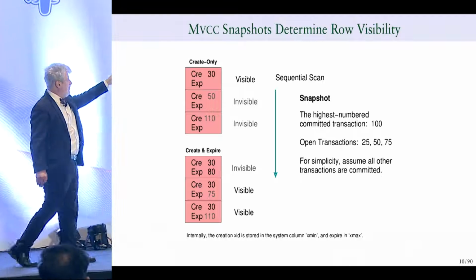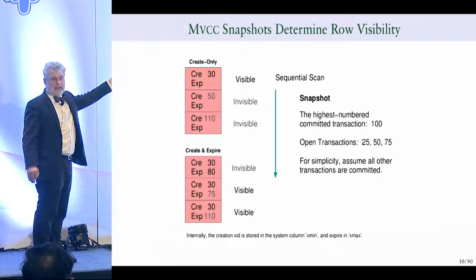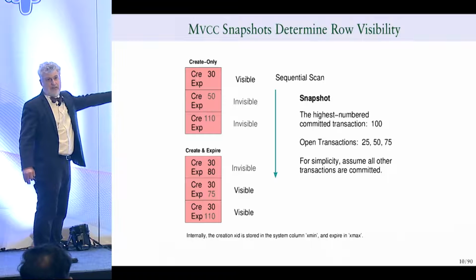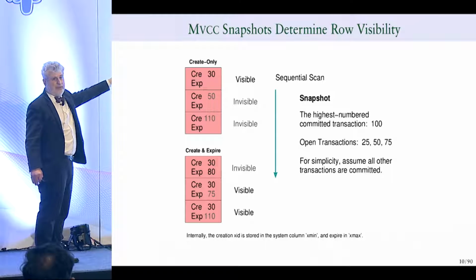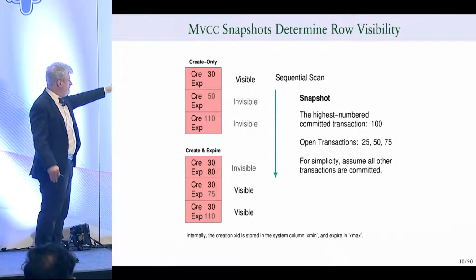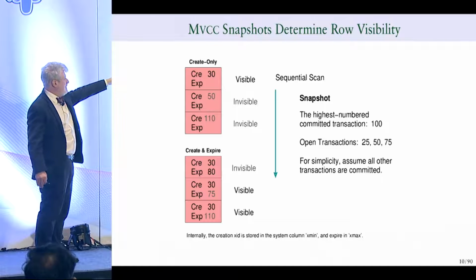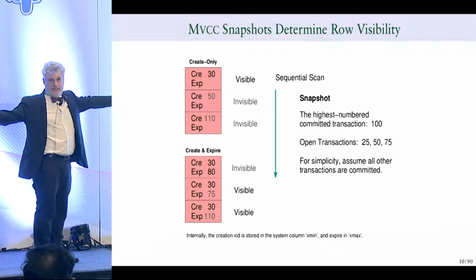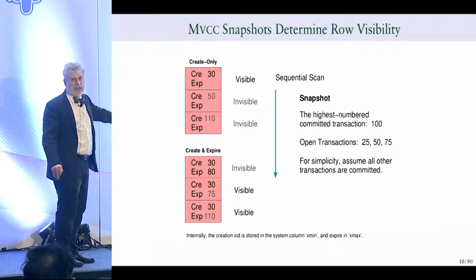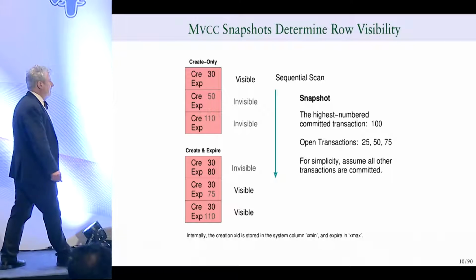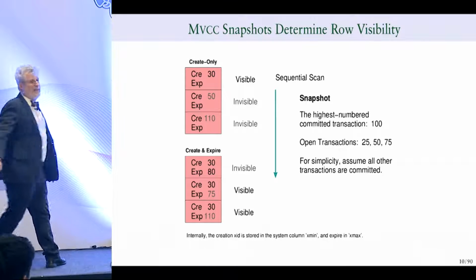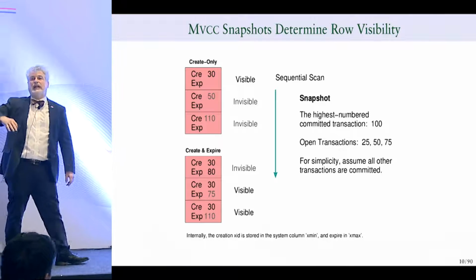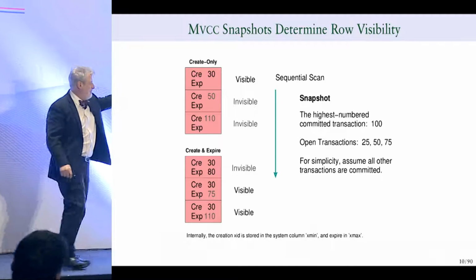So first row, created by transaction 30. Is that less than 100? Yes. Is it one of the running transactions? No. Therefore, that create is valid. And there's no expire, so we can see that row. Next one, created by transaction 50. It's less than 100, but it's one of the running transactions, so we can't see that row. Okay? Third one, created by 110, too high. That was created in a future transaction, started after us, we can't see it. That's why that one's invisible.